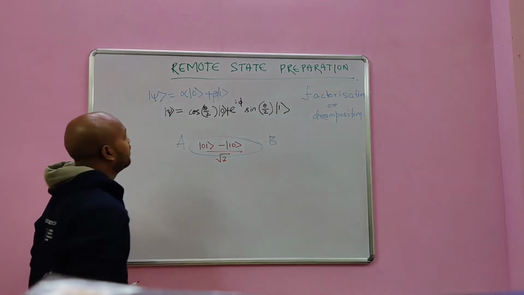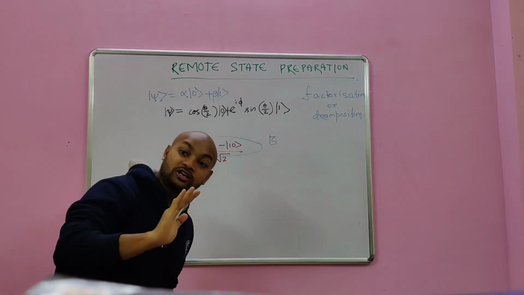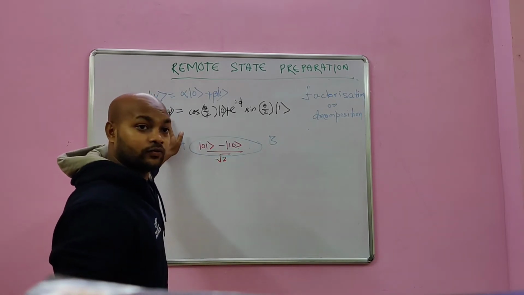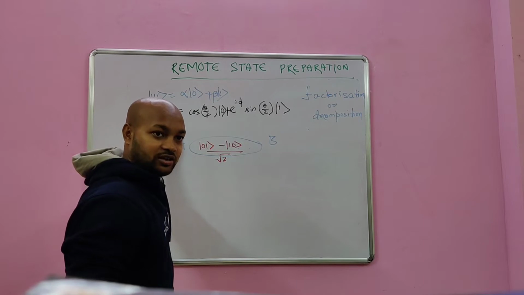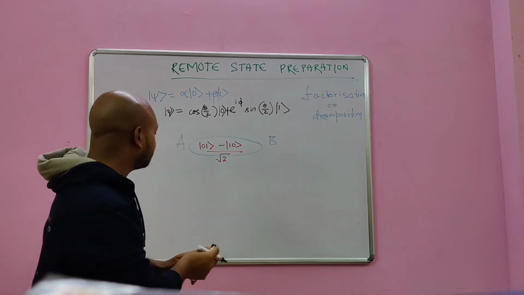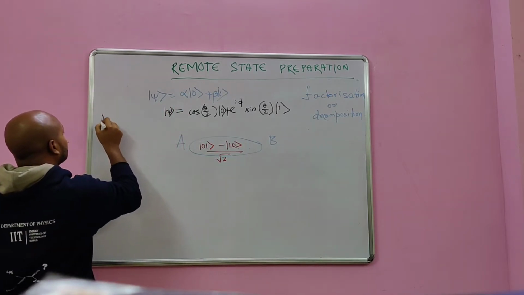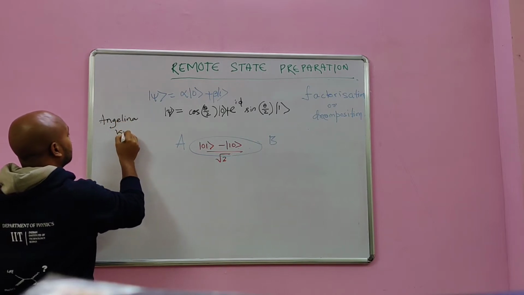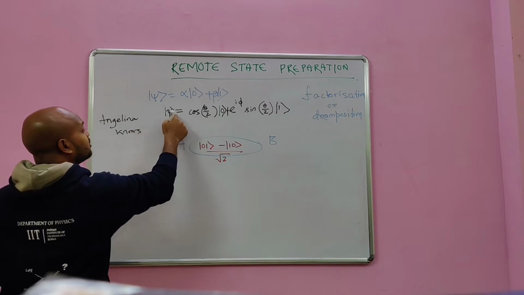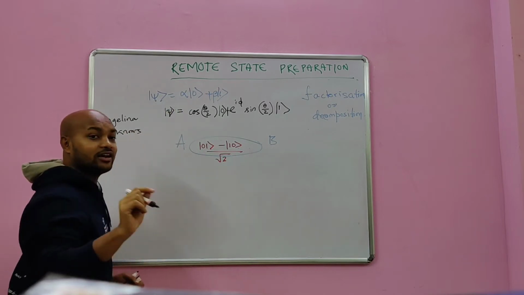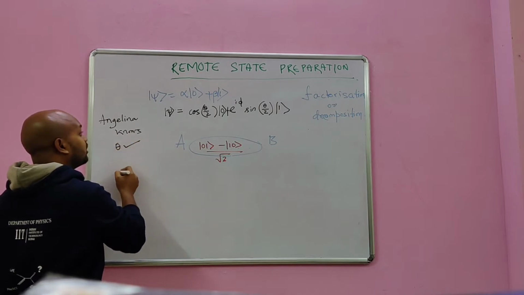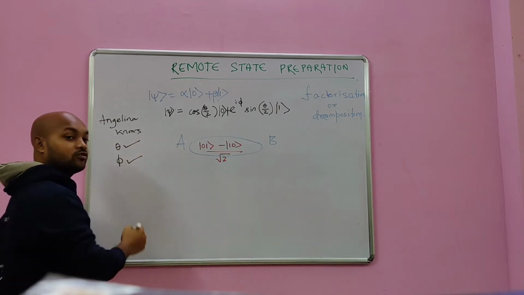Exactly. This is the most general form of a qubit. Now, you might ask me, if Angelina knows this state, as I mentioned, this is a known state, what is it that Angelina has to know? Tell me. She has to know theta. She has to know phi.